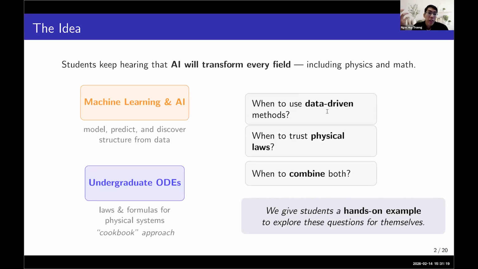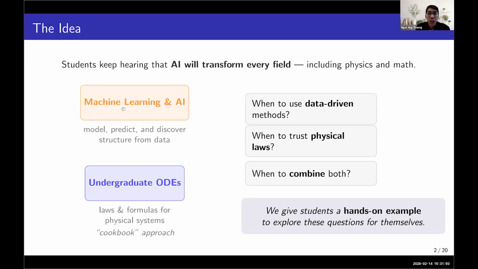Our students keep hearing that AI will transform every field, including physics, engineering, and math. That is an interesting claim, because our students are sitting in our differential equations classes learning all the classical techniques, and they might wonder: is it still relevant, or how does machine learning fit into all of this?